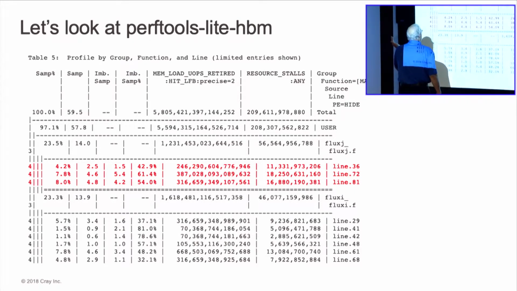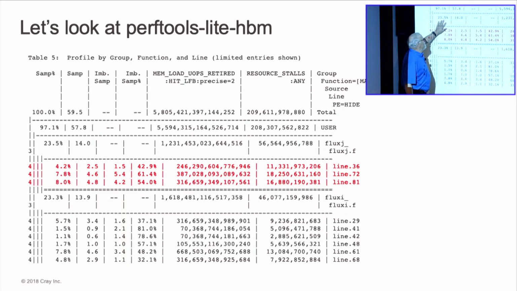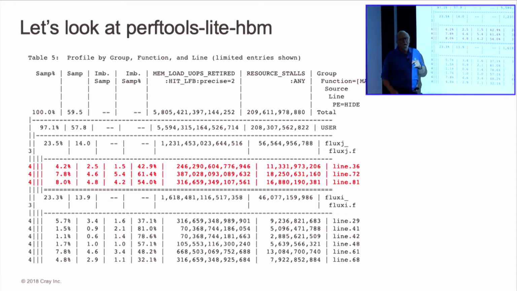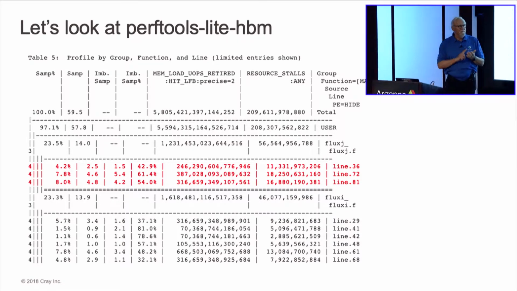So FluxJ is using 23.5% of the memory bandwidth.